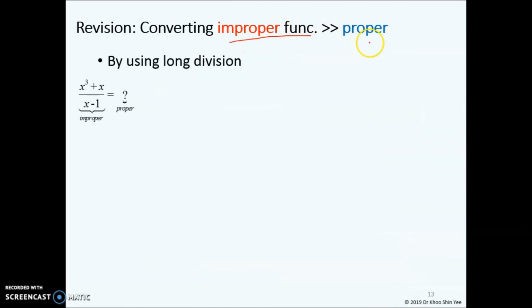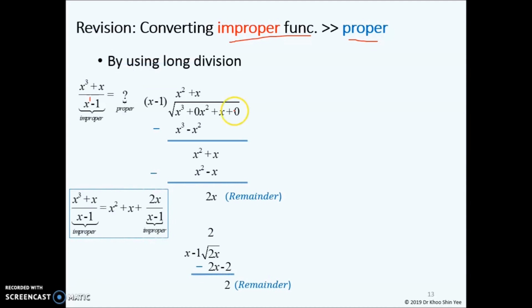Okay, an improper rational function we can convert to a proper one. So for example, here you have x to the power of 1, degree is 1 here, at the top you have 3. So in this case we can further reduce it by using long division. So this is the long division. By doing this procedure, you should obtain the result, and we can write the result in this form: x squared plus x, and then you have 2x as the remainder. Lastly, your factor remains here.